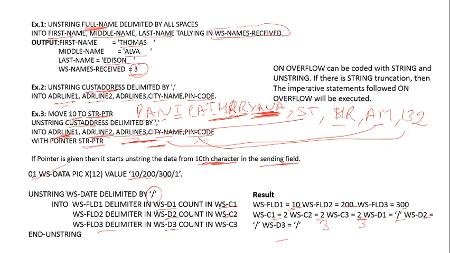You can also add ON OVERFLOW, which can be coded with string and unstring. If there is string truncation, then the imperative statement of ON OVERFLOW will be executed.